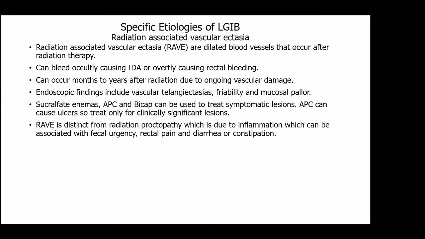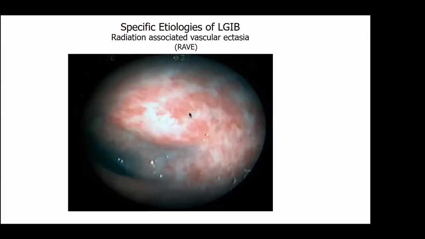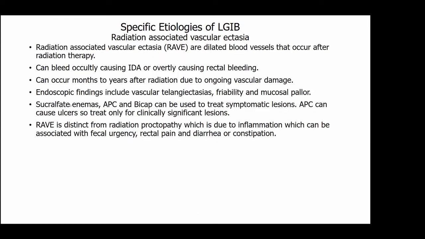Endoscopic findings include vascular telangiectasias, friability, and mucosal pallor. Here you can see the red vascular telangiectasias, and you can see the extremely pale mucosa in between. Sucralfate enemas, APC, and BiCAP can be used to treat symptomatic lesions. It's important to understand that you want to treat only symptomatic lesions, because application of the APC can cause ulcers, which can subsequently go on to bleed. So you really want to treat only if there's a very good reason to.